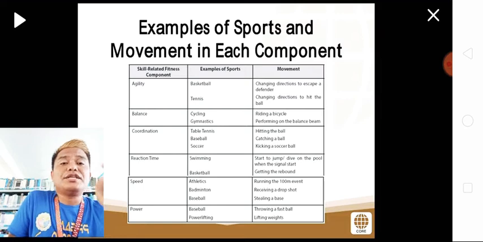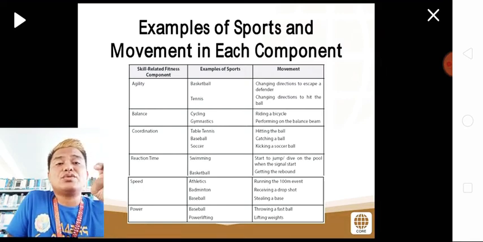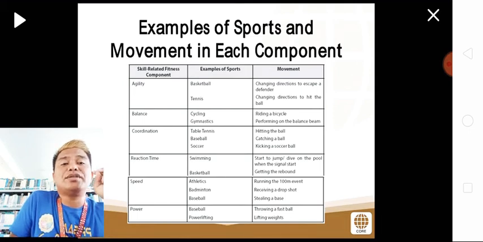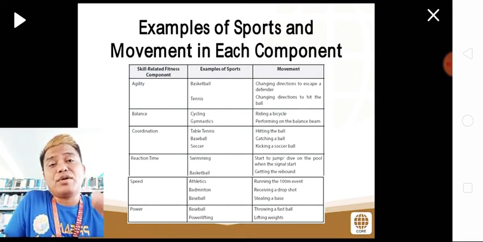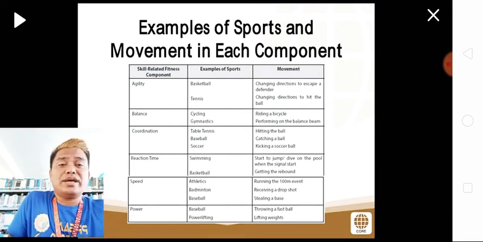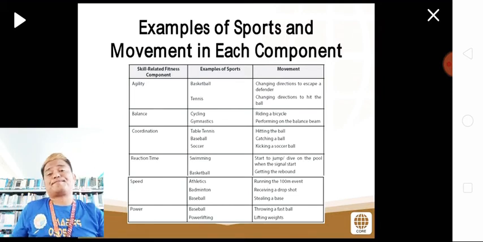Movements, for agility movements: changing directions to escape a defender, changing directions to hit the ball. So, these are examples of movements. Try to observe.